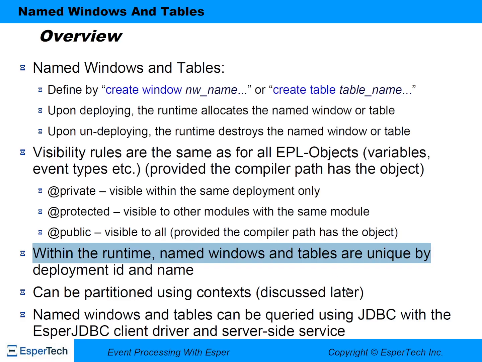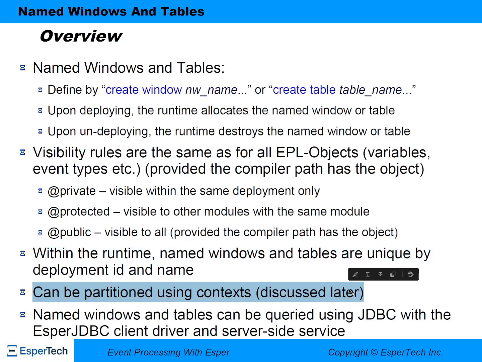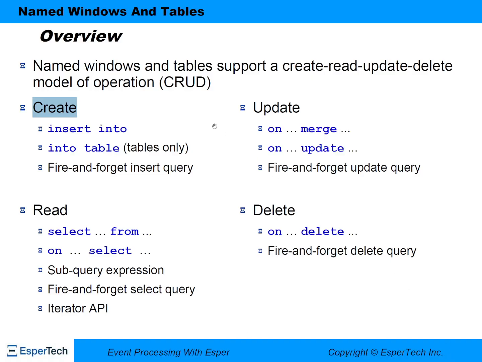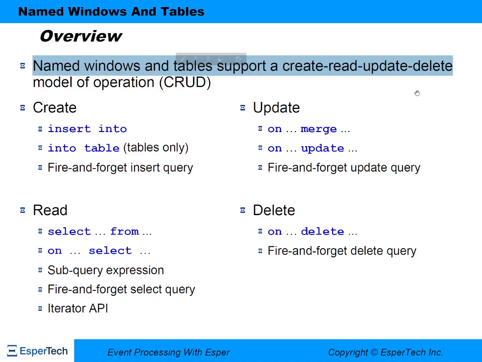Named windows and tables can be partitioned using contexts, discussed later. Named windows and tables can be queried using JDBC with the Esper JDBC client driver and server-side service. Named windows and tables support a create, read, update, delete model of operation. This slide is an overview and the next slides discuss each of the below in detail.